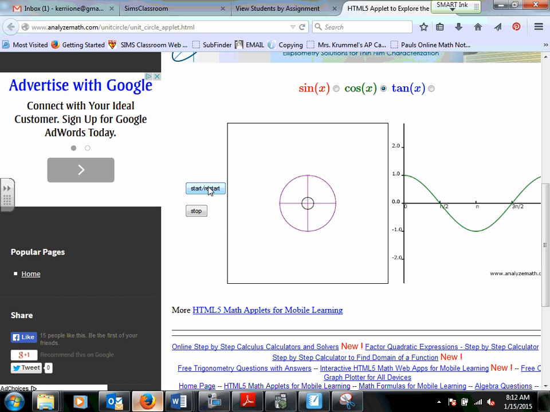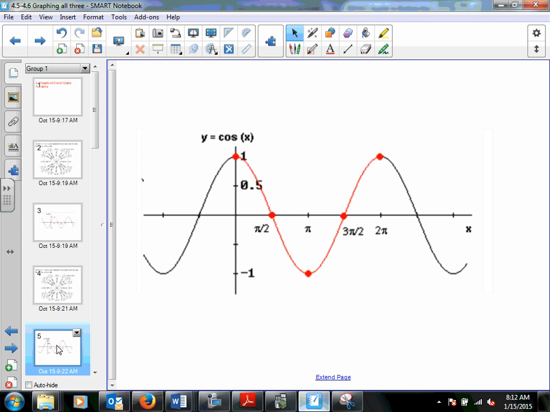Taking all the unit circle values, even the non-special ones, we get this shape. Does it look similar to sine? Yes? It should, right? They come from the same values, just at different spots. So here is the graph of cosine. What I have highlighted in red is what's important.